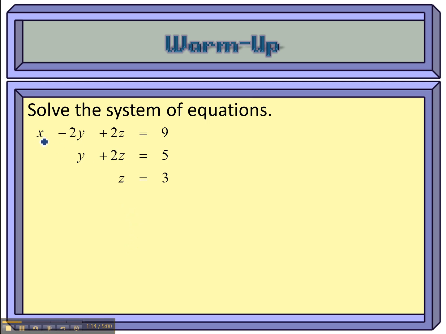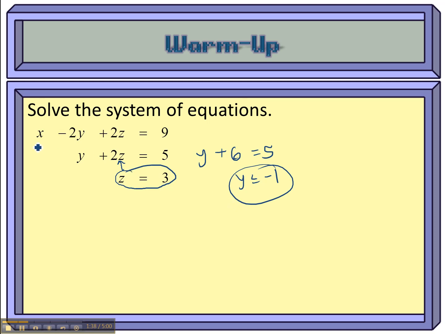It's a system of equations with x, y, and z, so it's a 3 by 3 system. But this one's really easy to solve because you already have z. Z is equal to 3. To find y, I just take the z and plug it in for z in the second equation. I get y plus 2 times 3 is 6 equals 5. Subtract it over, y equals -1.